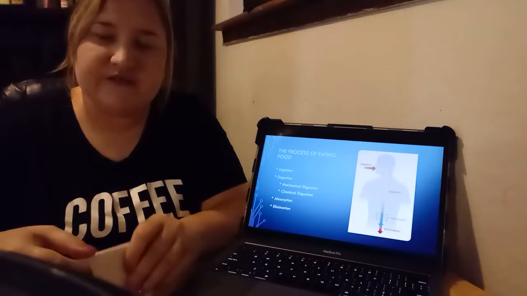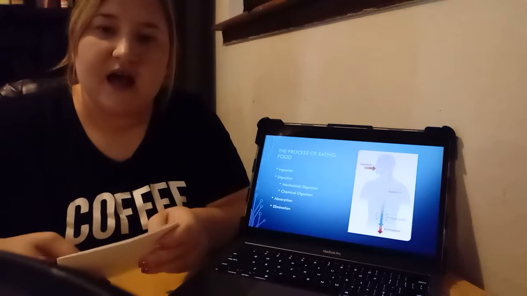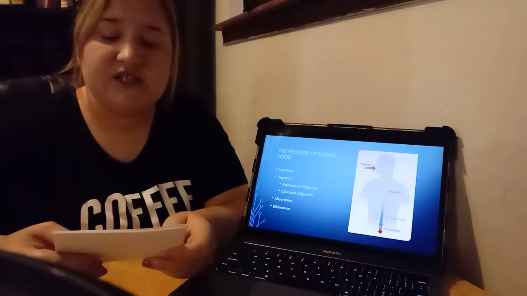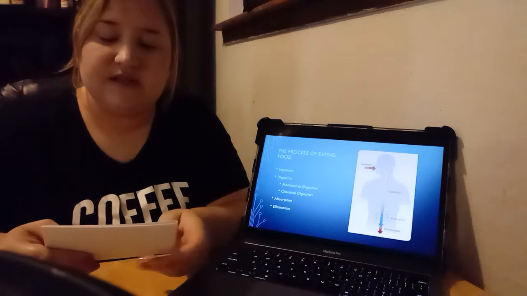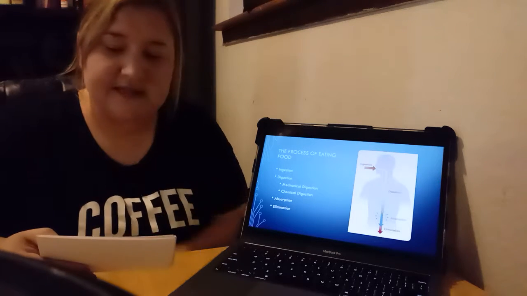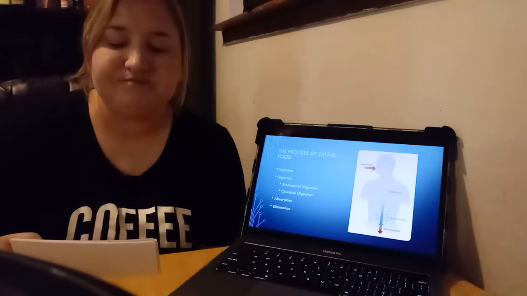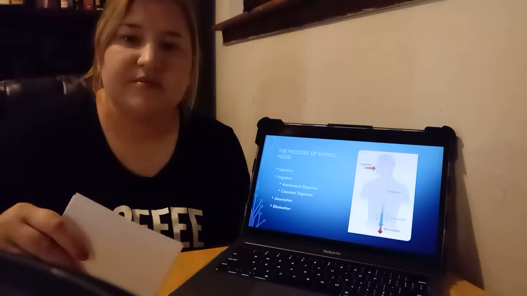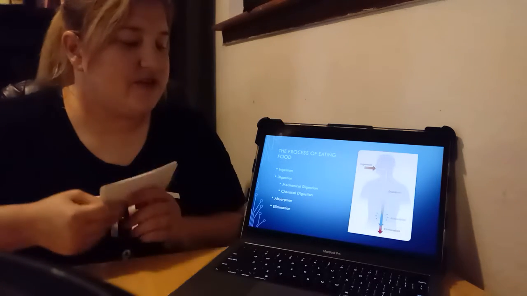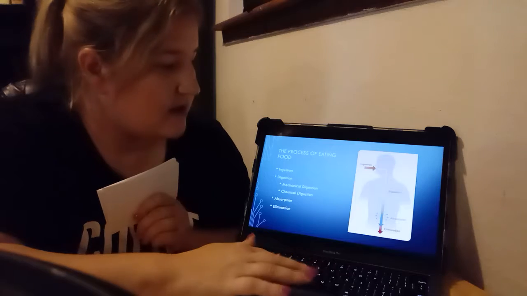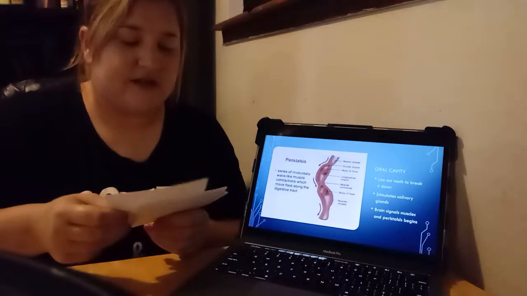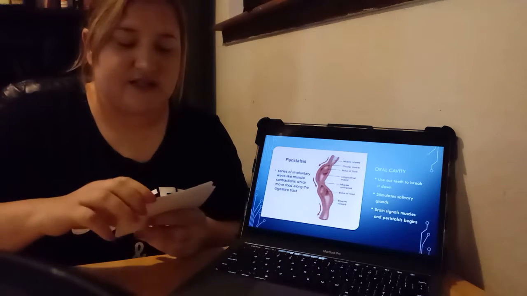And the last stage of eating food is elimination. This is where undigested material, fiber, and dead cells pass out of the system. And then that completes the 4 stages of eating food. And then we'll go ahead and look further into the digestive system.